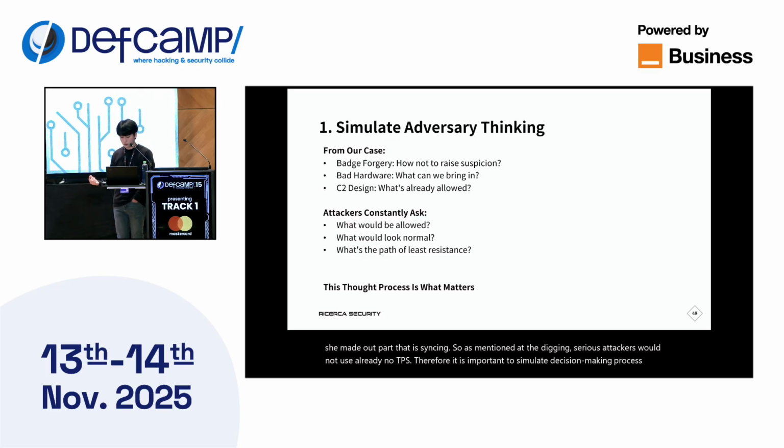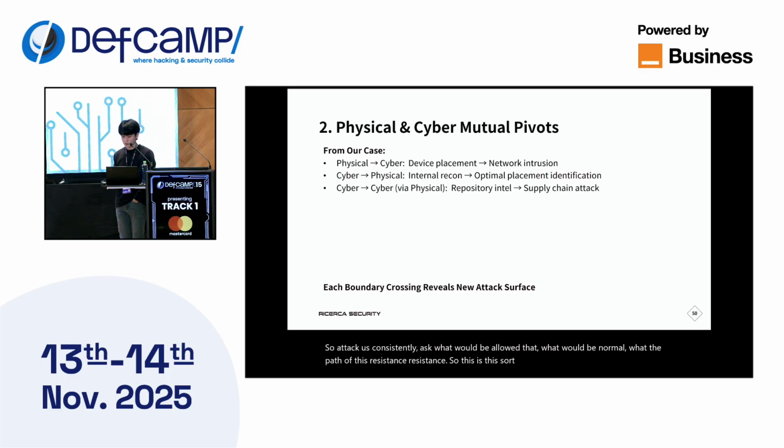From our cases, batch forgery: how not to raise suspicion. But hardware: what can we bring in? And see to design what's already allowed. Attackers consistently ask what would be allowed, what would be normal, what is the path of least resistance. This thought process is important, I think.